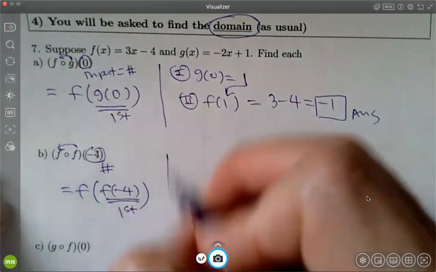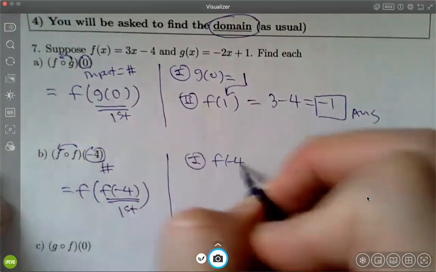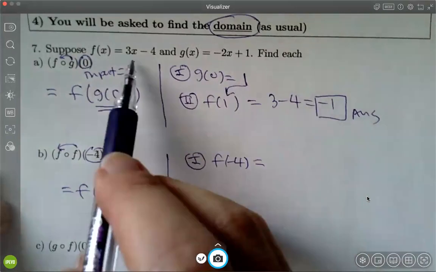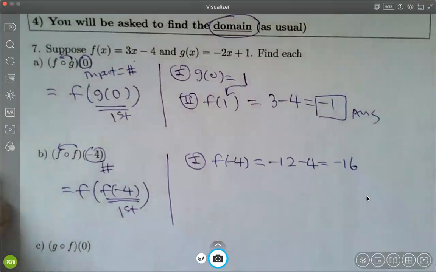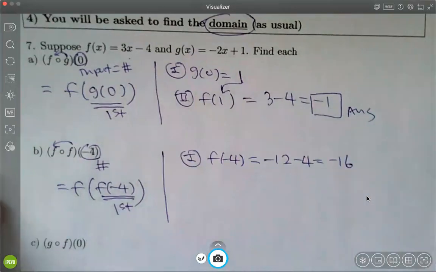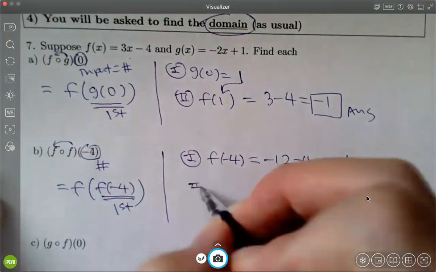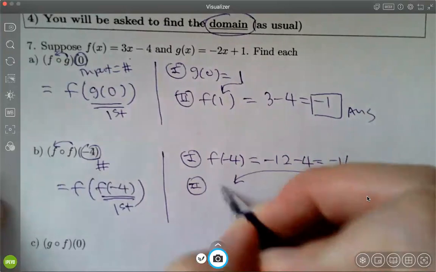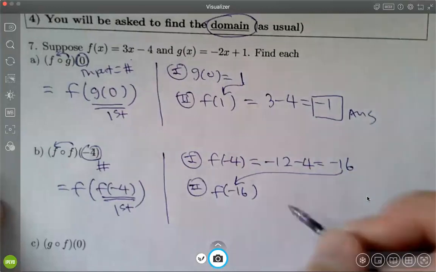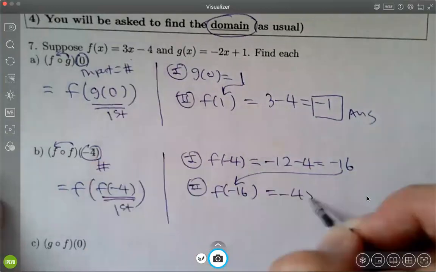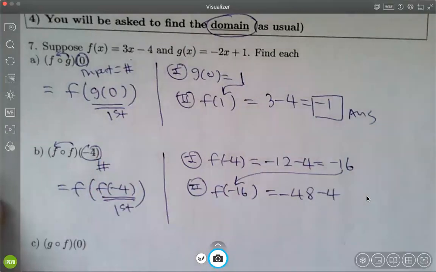So, what is f of -4? That's -12 minus 4, so that's -16, right? And now, is that it? No. Now what do you have to do? Plug in -16 into f once again, right? Okay. So what do you get? That's -48 minus 4? So this is -52, right?